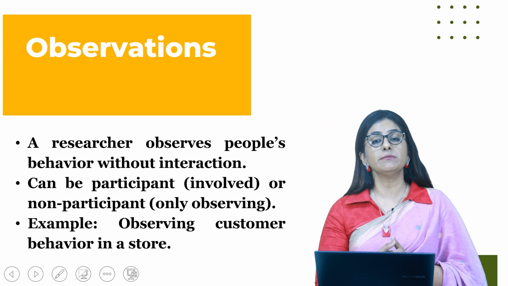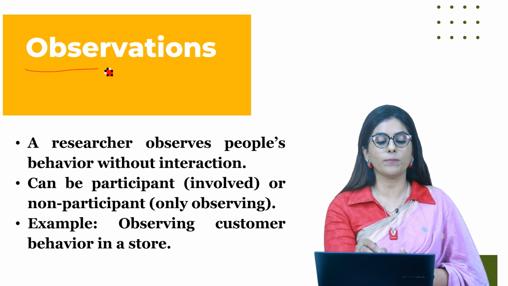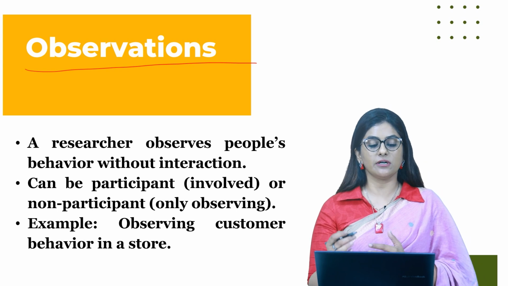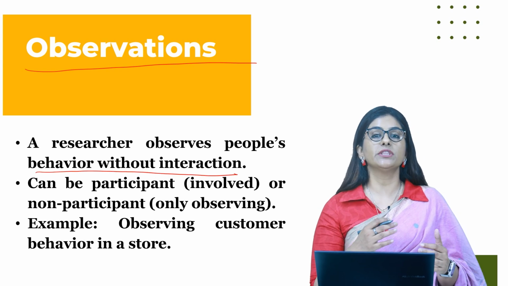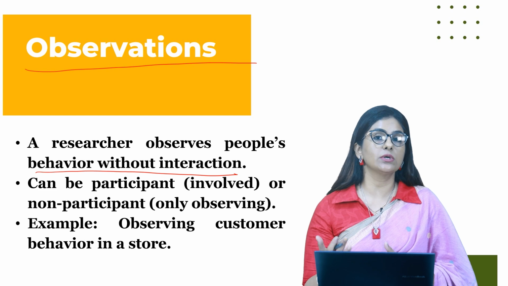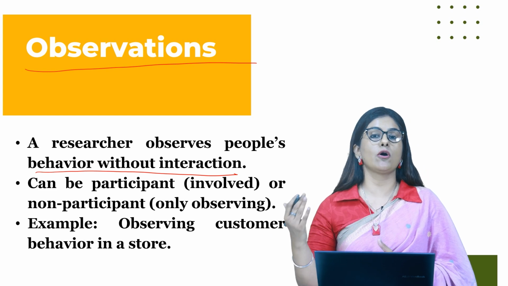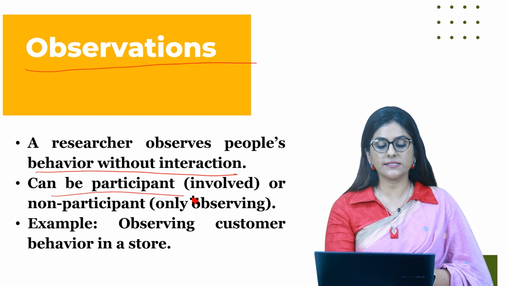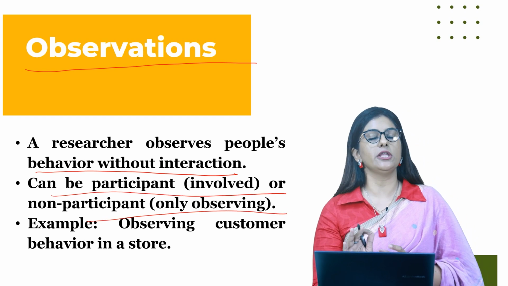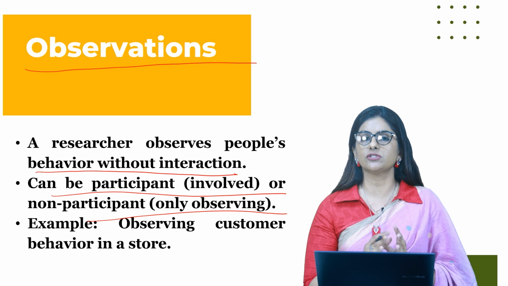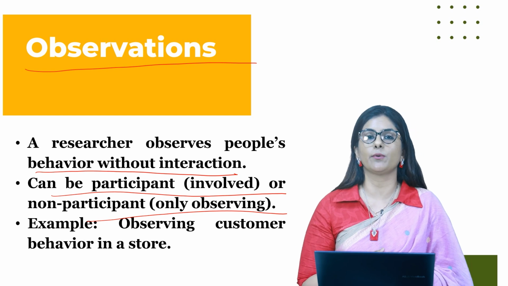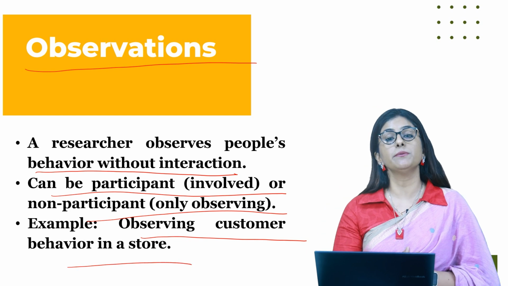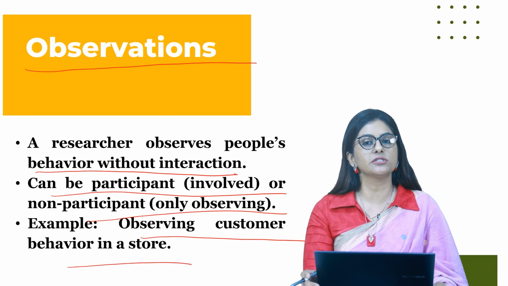The next primary data source can be in the form of observations. Observations is basically where a researcher observes people's behavior without the interaction. It is only his or her skill, that is of the observer, where he tries to collect the data. It can be participant involved or at times it is only non-participant involving, which is also known as just observing the respondents. For example, if I say observing customer behavior in a store is one of the sources of collecting primary data.